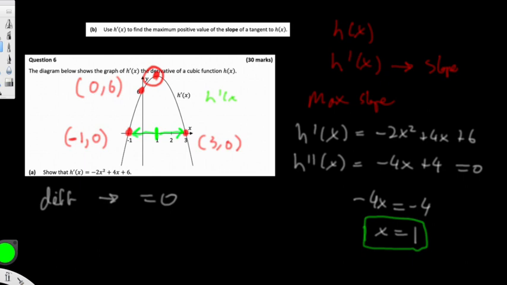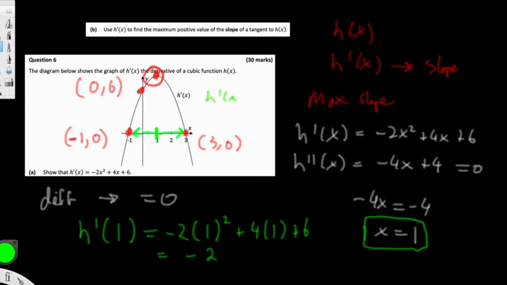So the maximum occurs at x is equal to 1, but in order to find out what the maximum is, we have to sub 1 into h prime. So minus 2 times 1 squared plus 4 times 1 plus 6. That's going to be minus 2 plus 4 plus 6, which is minus 2 plus 10, which is equal to 8. The maximum value for h prime of x is equal to 8.